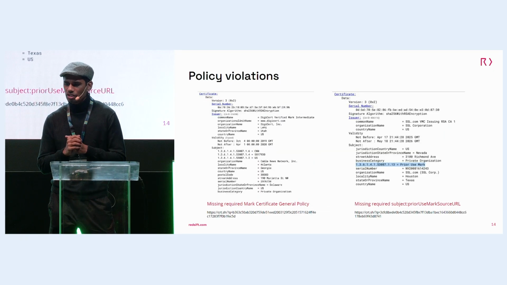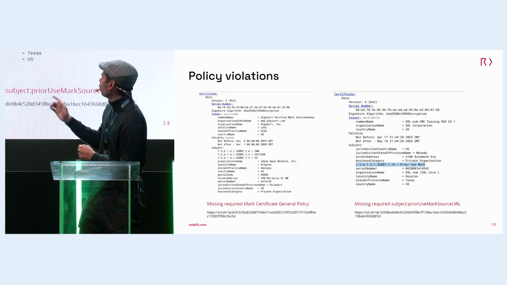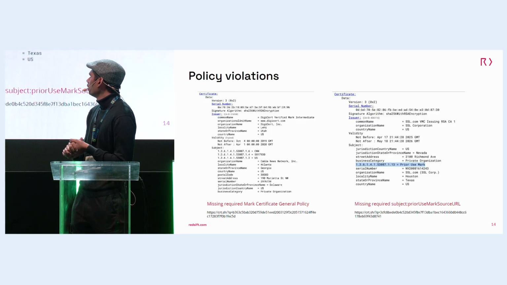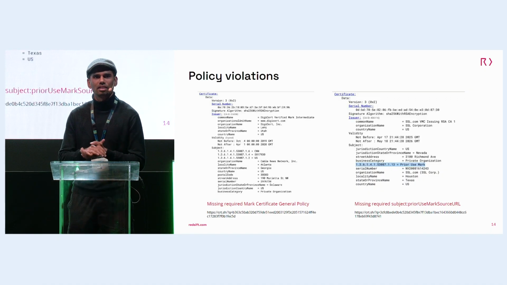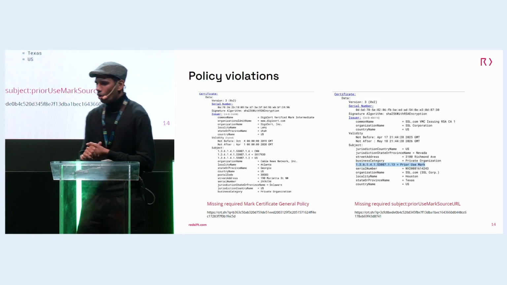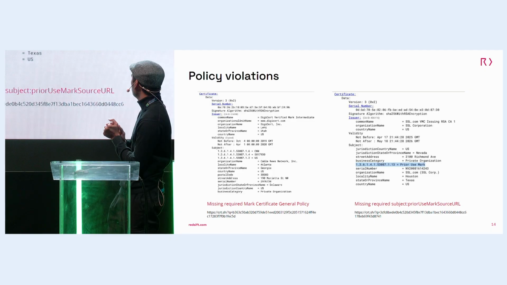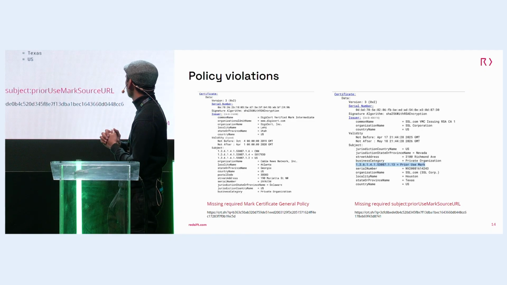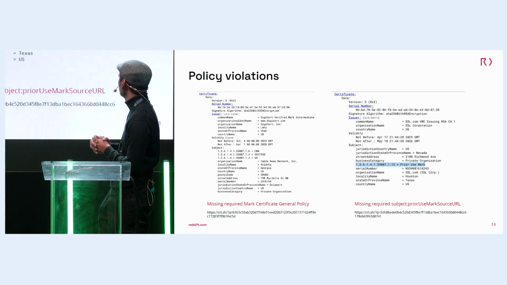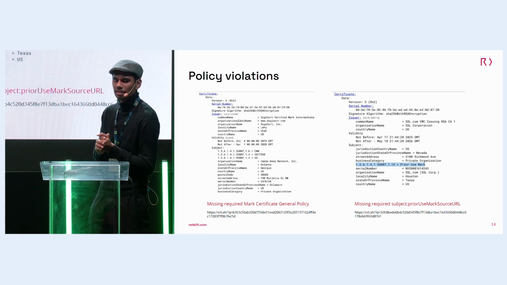Taking a look at the policy violation example that I mentioned. On the left, this is the certificate that's missing the mark certificate general policy identifier. On the right side, this one is still a valid certificate. This one is using, as you see, a prior use mark, and the source URL is missing for a prior use mark certificate.